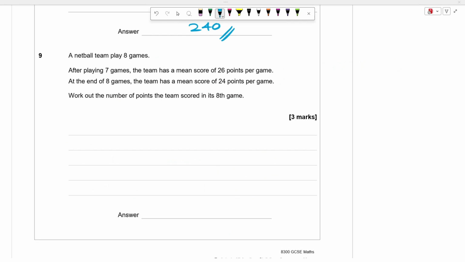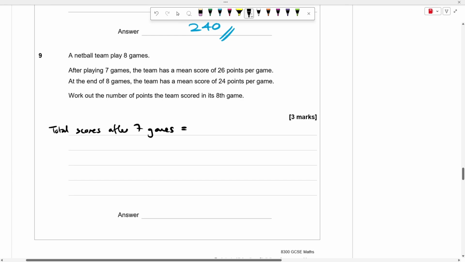Moving on to question 9, it says a netball team plays 8 games. After 7 games, the team has a mean score of 26 points per game, and at the end of 8 games, the team has a mean score of 24 points per game. The question is asking us to work out the number of points the team scored in their 8th game. So let's have a look at this. What I need to do is work out the total scores after 7 games.